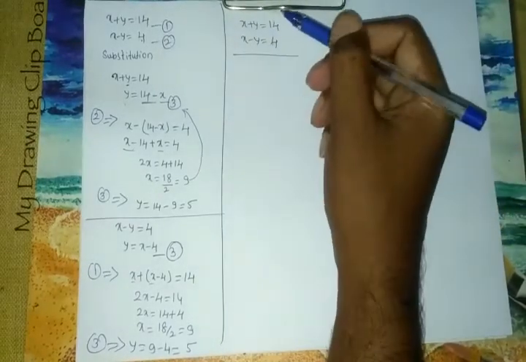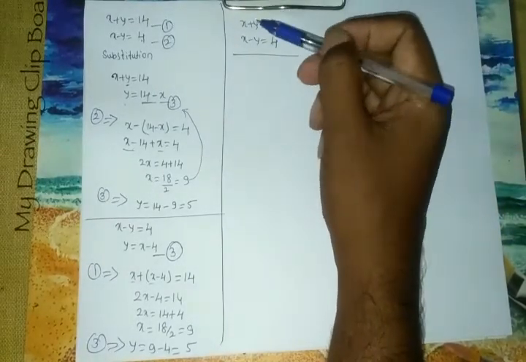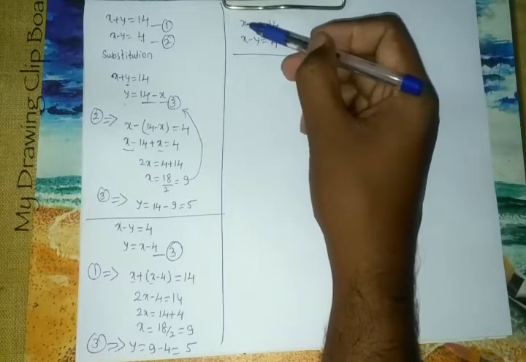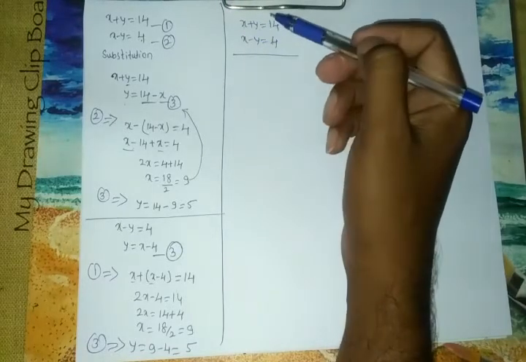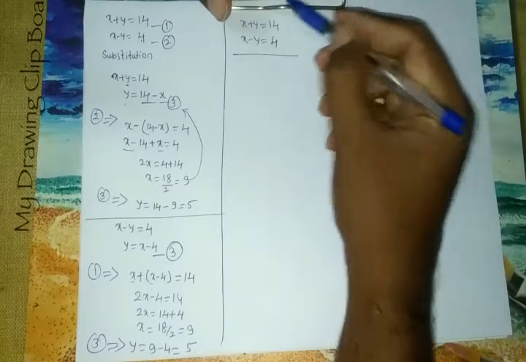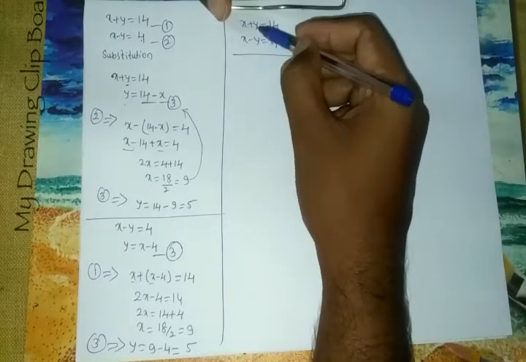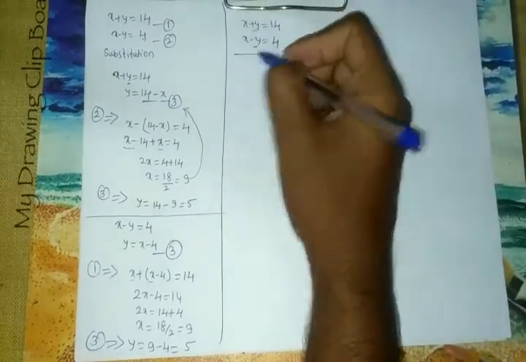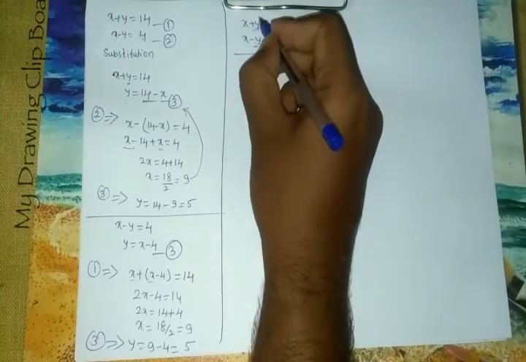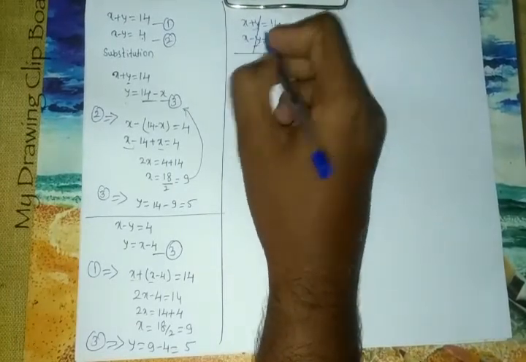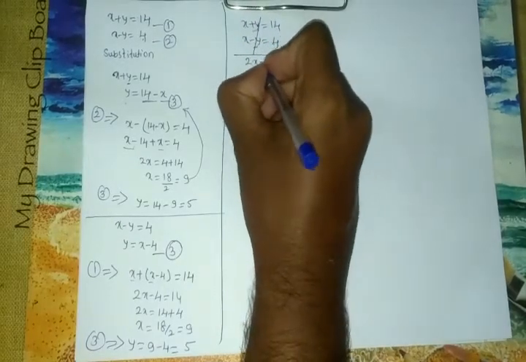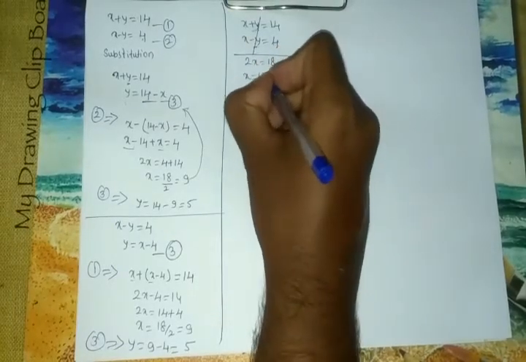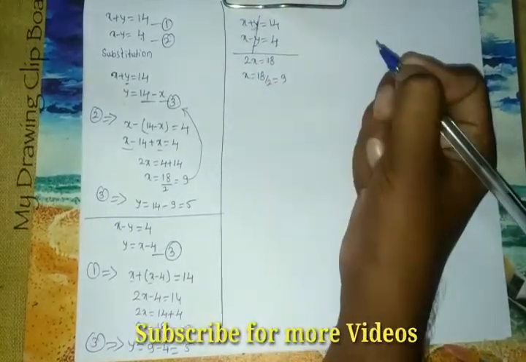So here what we need to do is decide which variable we are trying to eliminate. First, you want to eliminate x or you want to eliminate y, that we have to decide. Let me eliminate y. So when I want to eliminate y, one should be positive, another should be negative. So here this is positive, this is negative, directly I will cut it, it will be 0. So x plus x, it is 2x, and 14 plus 4, it is 18. I get x equals 18 by 2, which is 9.